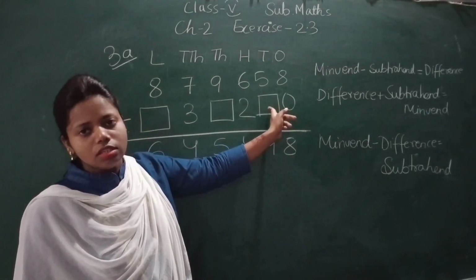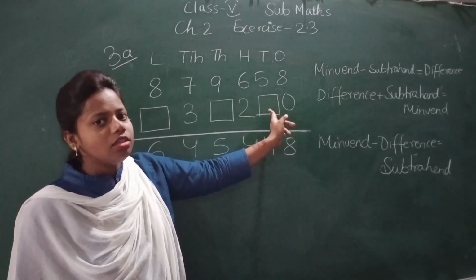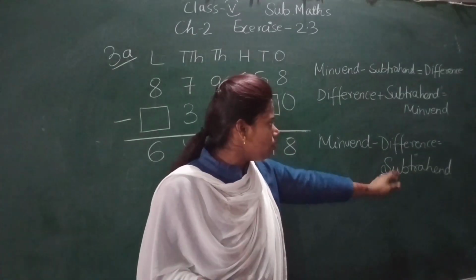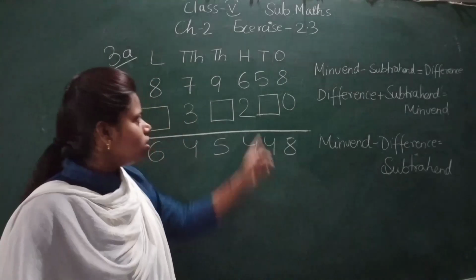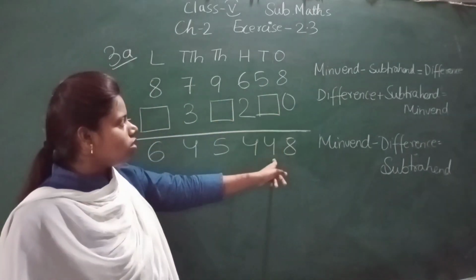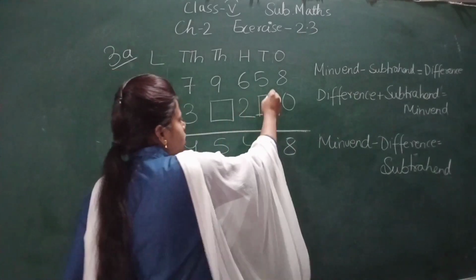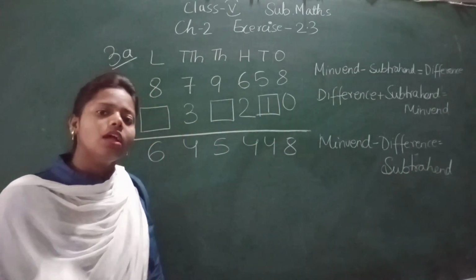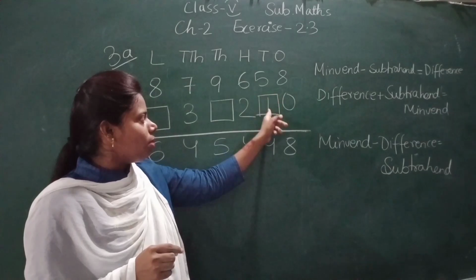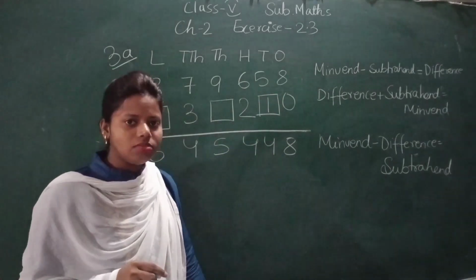But here this subtrahend is missing. So to find the subtrahend, what you have to do? Minuend minus difference. This one is the minuend, and this one is the difference. 5 minus 4 is 1. So what will be here? 1. Now let's check. 5 minus 1 is 4.